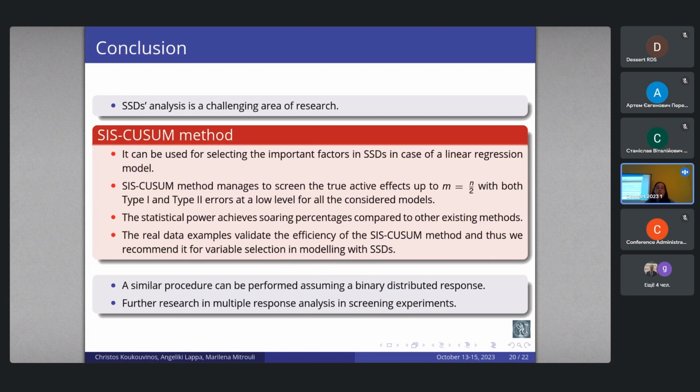Finally, we can say that SSD analysis is a challenging area of research. Especially, CIS-CUSUM is a very important method because it keeps type 1 and type 2 errors as low as possible. The statistical power, compared to the previously existing methods, produces very good results. And according to the real data examples that we saw, we can recommend it for variable selection and modeling SSDs. Finally, a serial procedure using CUSUM can be performed assuming a binary distributed response, and further research can be done in multiple response analysis.